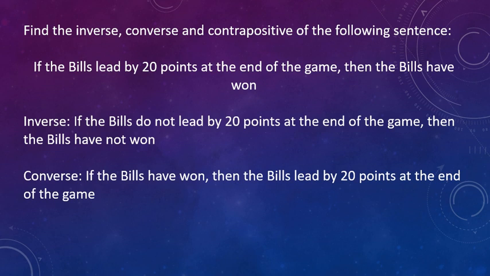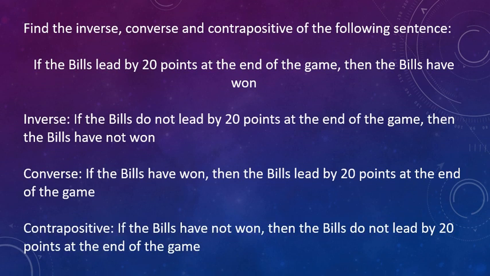Last one, the contrapositive. You're essentially doing both the inverse and the converse. You're starting off with P implies Q. You're then doing the inverse, not P implies not Q. And then you're switching the places of those guys. So you have not Q implies not P. So for this particular sentence, the contrapositive is if the Bills have not won, then the Bills do not lead by 20 points at the end of the game.